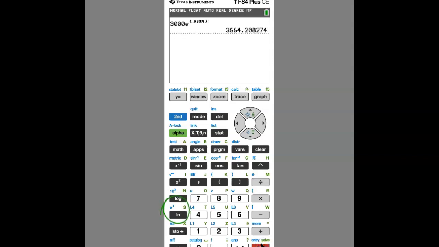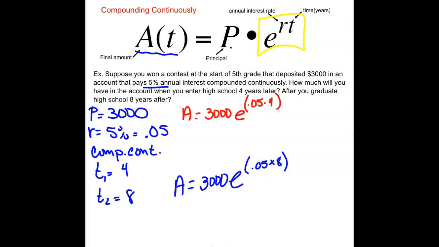Okay, let's hit enter. And after 4 years, we're going to have $3,664 and about 21 cents, which means we earned, if we take off the original 3,000, we earned $664 in interest. Okay. What if we recall this? Second, enter. It's going to put that expression back in my calculator for me. But this time, let's go back and use our back arrow, change that 4 into an 8, and see what happens if we go another 4 years out. Now we have $4,475.74. So we earned the money in 5th grade, and by the time we graduate, we will have an extra $1,475.